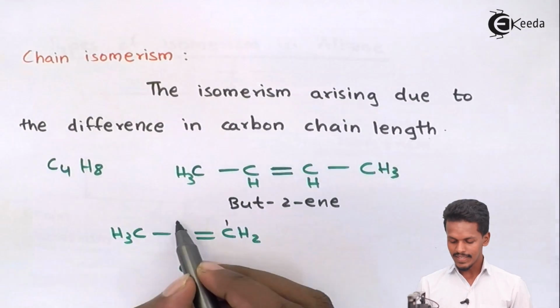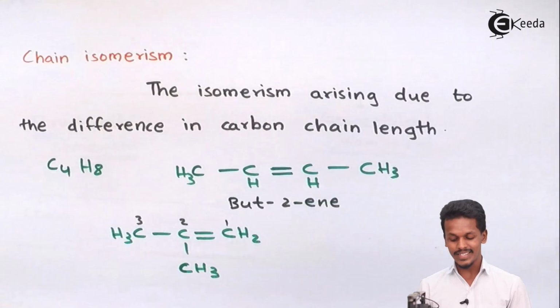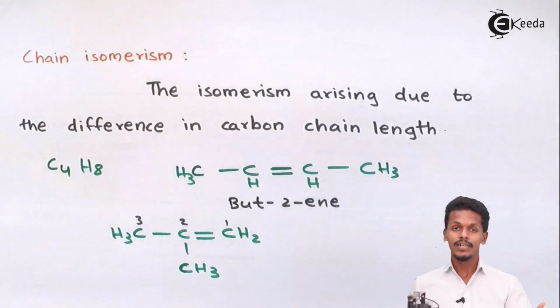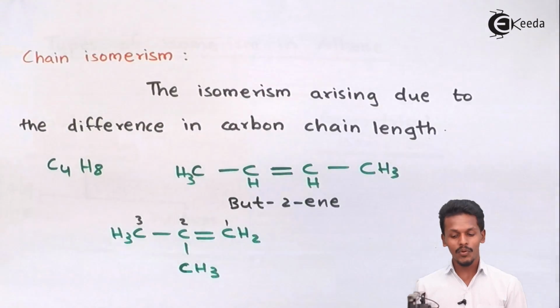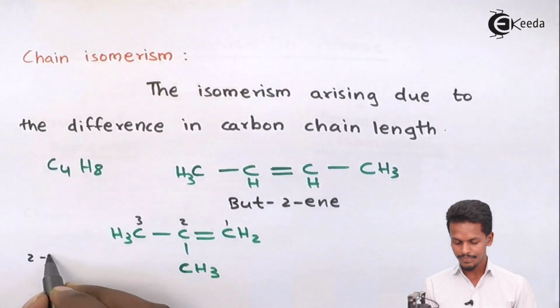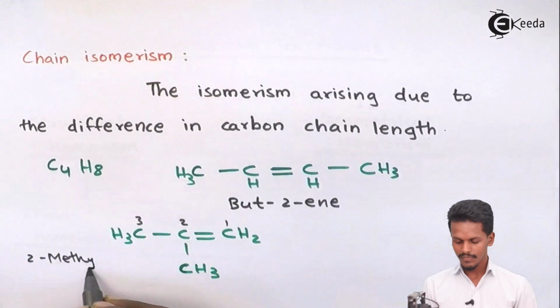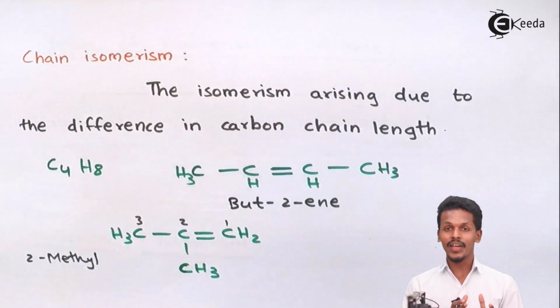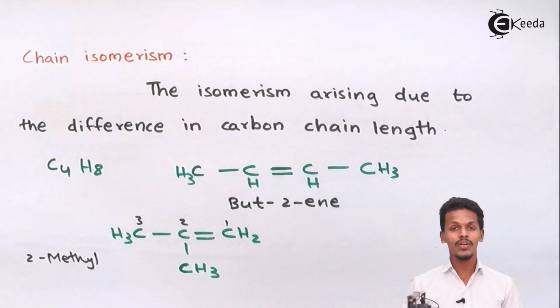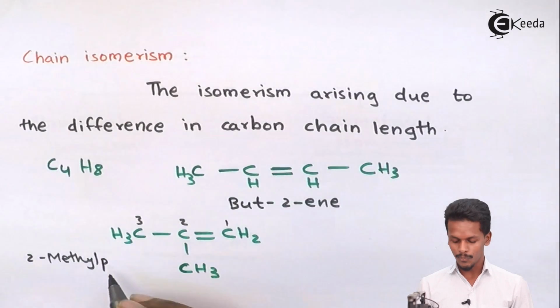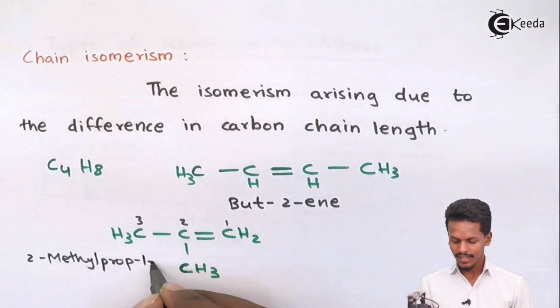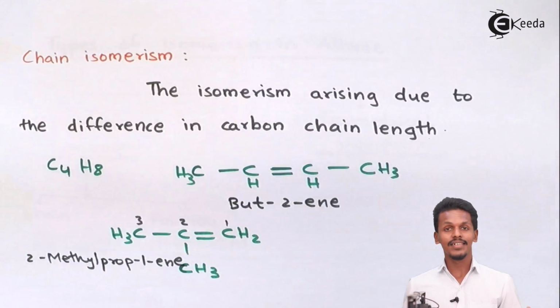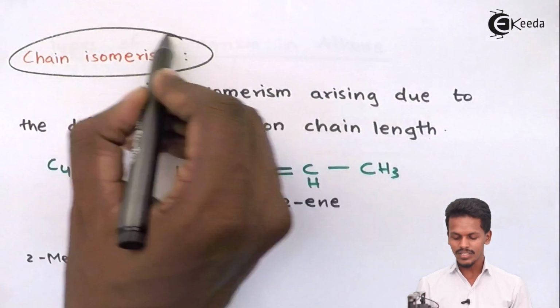This structure could be named as follows, because we can give the number 1 to this one, second, and this is the 3rd carbon atom, and on the 2nd carbon atom we could see that a branched CH3 group has been attached. So the name of this will be 2-methyl, and the total number of carbons present in the straight chain is 3. So it would be called propene. But the position of the carbon-carbon double bond starts from carbon number 1. So the name of this would be 2-methylprop-1-ene.